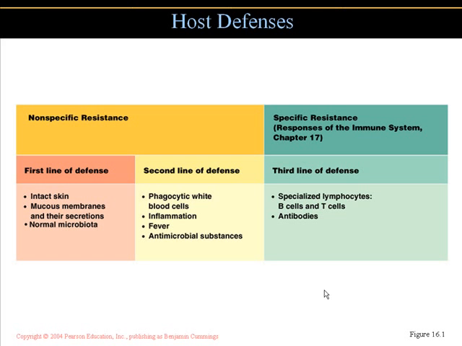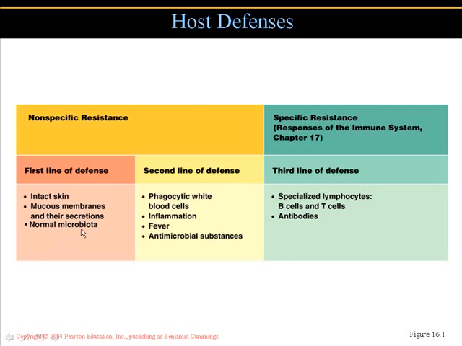Also, just as a review, as we talk about non-specific resistance, remember, first line of defense, intact skin, the mucous membranes that line the openings into various systems, such as the oral mucosa, vaginal mucosa, rectal mucosa, the normal microbiota, as I discussed in the urinary, in the vagina.